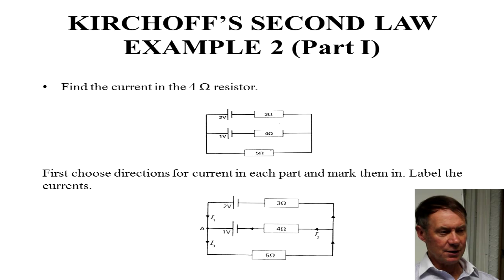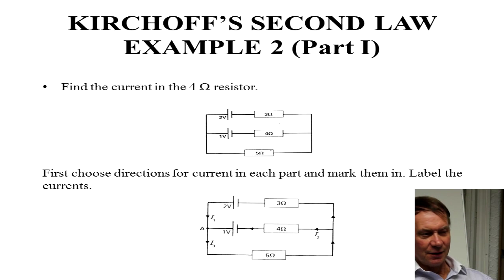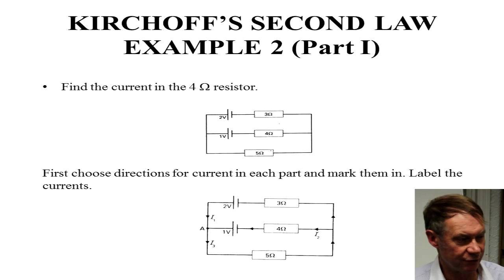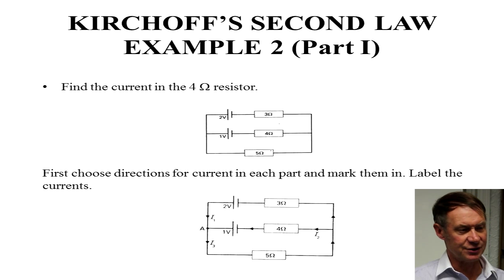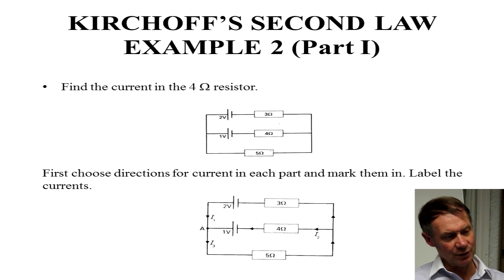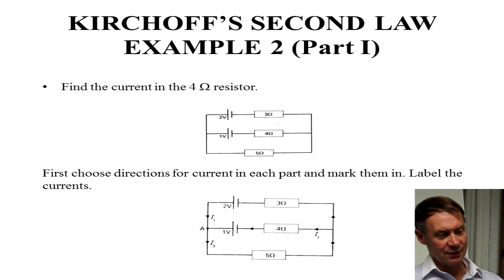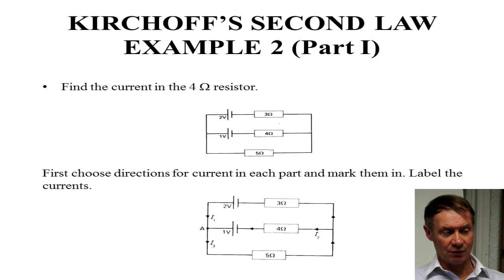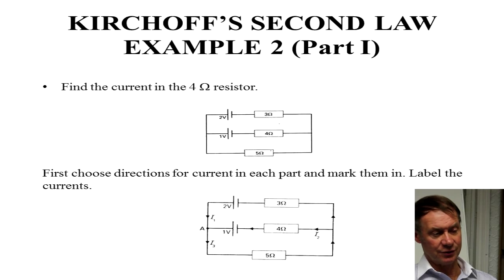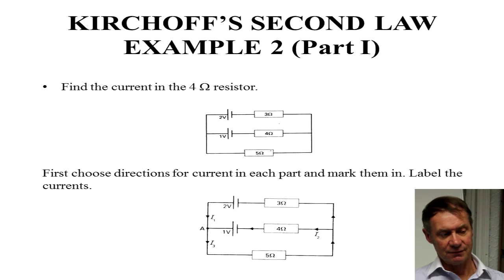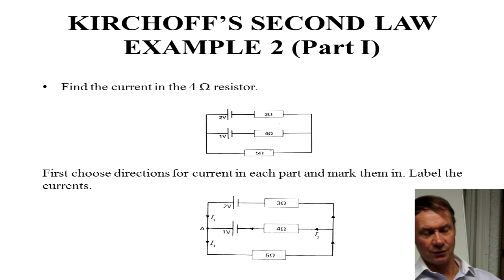The second example is more numerical. We've got three resistors, 3 ohms, 4 ohms and 5 ohms, all in series. And we've got two batteries, one of 2 volts at the top and one of 1 volt in the middle. And first thing to do is to choose directions of the current in each part and mark them, label the currents. It doesn't matter if you get this the wrong way around, because in the final solution you get a negative answer for the current if it's going in the wrong direction.